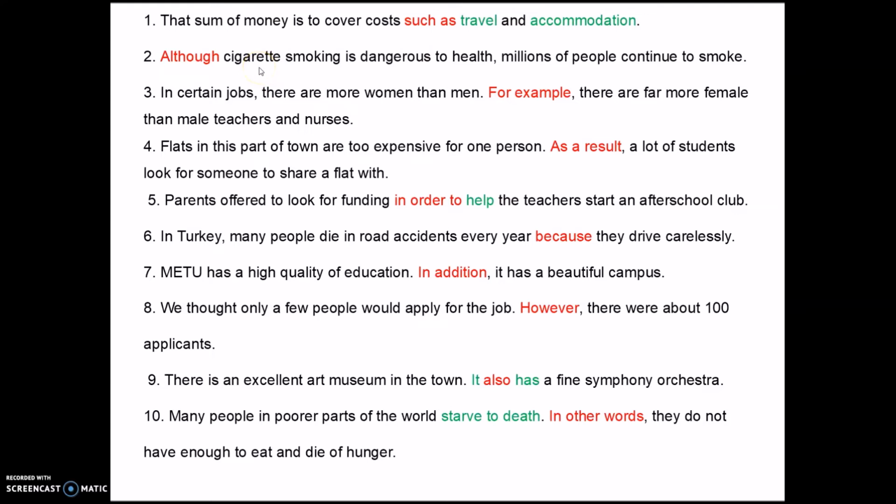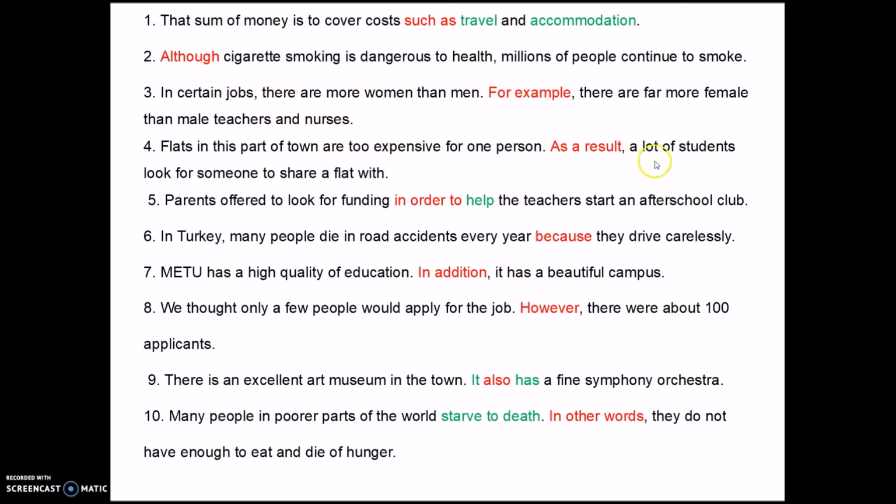And in the second sentence, we have two contrasting ideas like cigarette smoking is dangerous to health, millions of people continue to smoke. So to show this contrast between those two sentences, we use although. And in the third sentence, it says in certain jobs there are more women than men, and in the second sentence we have some examples like teachers and nurses, examples for those jobs, so we have to use for example.